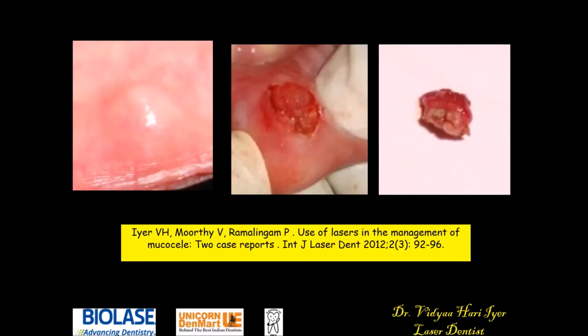This is another case. This is another publication of mine at the International Journal of Laser Dentistry. And friends, I want to draw a point that here I am the patient. So if you are going to ask me, doctor, will you do it on yourself? So there is something called the VDM rule. Now, what is the VDM rule? It is, will I do it on myself?